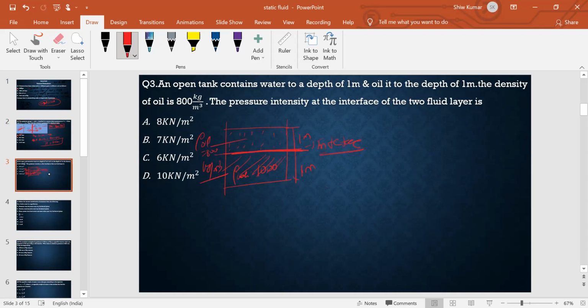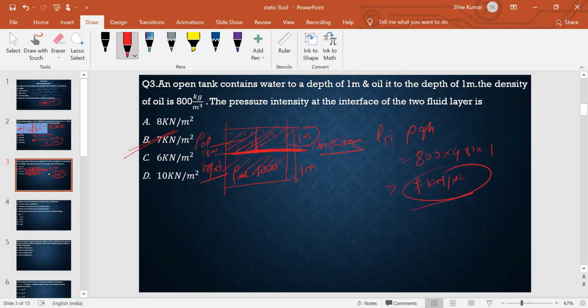This is my interface. I'll go from the top, but whether you go from up or down, the pressure varies according to the height. So for the pressure intensity at the interface, I'll go from the top, which means the height is 1 meter here. I'll apply P interface is equal to rho g h. Rho here is for the oil only, times 9.81, times height of 1 meter. If you simplify, you'll get approximately 7 kilonewtons per meter square. Option B is the answer.